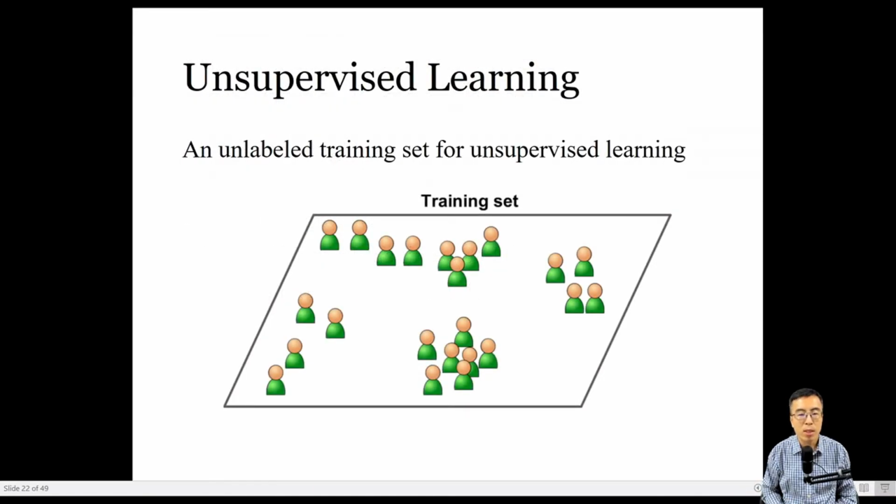Another important type of machine learning is unsupervised learning. Instead of providing both the data as well as labels to the machine model as in supervised learning, for unsupervised learning, we only need to provide the unlabeled training set.